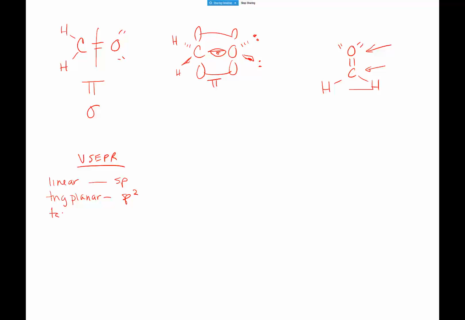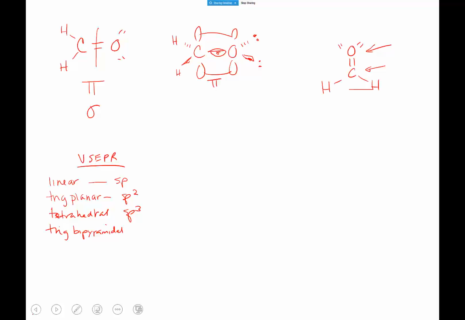If we have tetrahedral, the tetrahedral is going to be sp3, and then we can just continue on. The trigonal bipyramidal, well, I don't know what that is yet. Let me develop that. So let's stop at tetrahedral for the moment.